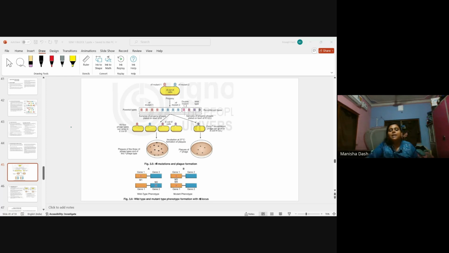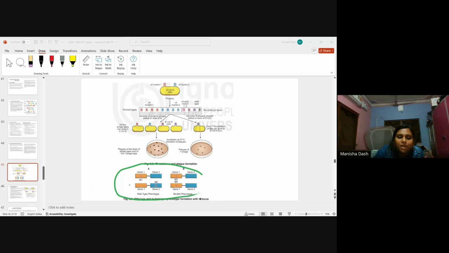Okay. So what he did now was take two different types of mutants. As you can see, there is R2 mutant 1 and R2 mutant 2. That means the type of mutation in mutant 1 and mutant 2 was different. Then he co-infected both the mutant forms into a bacterium, E. coli B. So in E. coli B, what happened? You can look at the bottom part of the diagram.